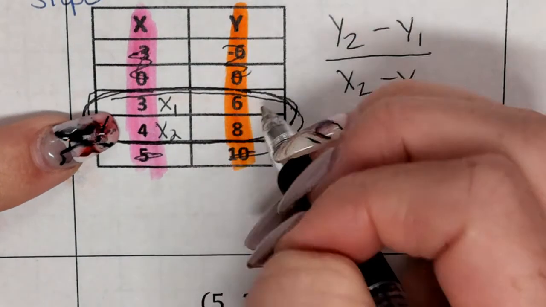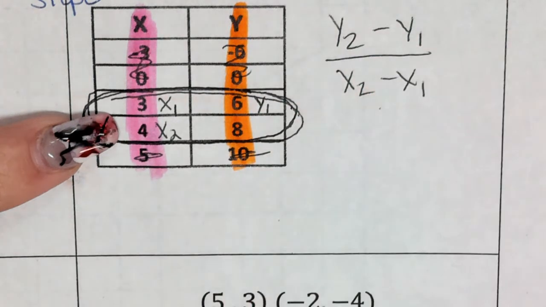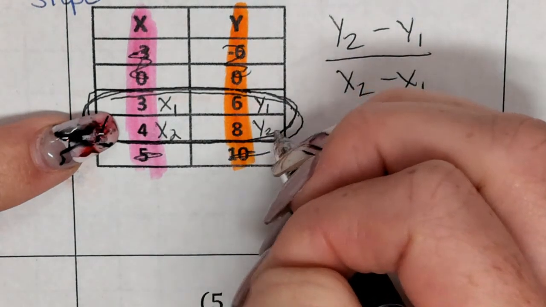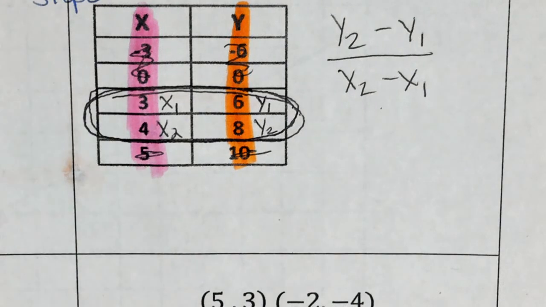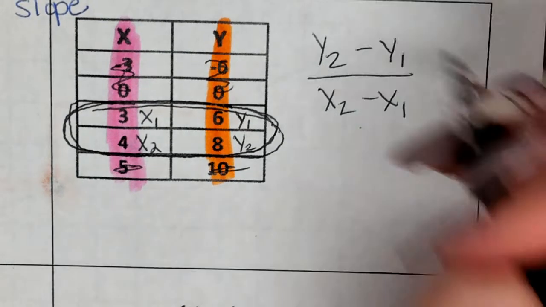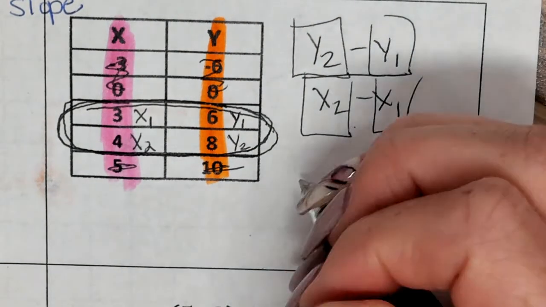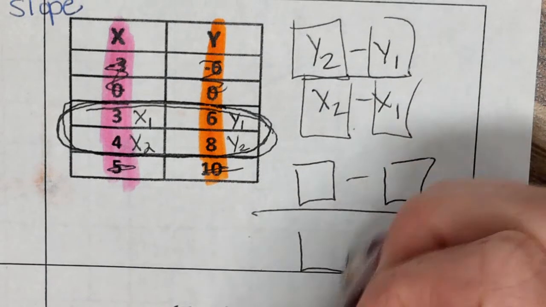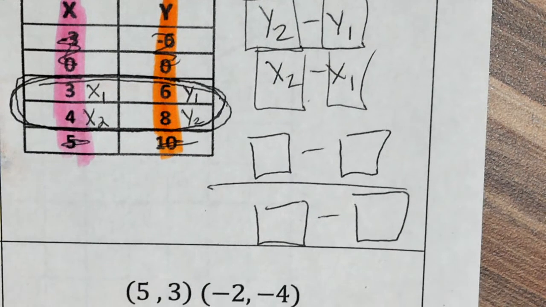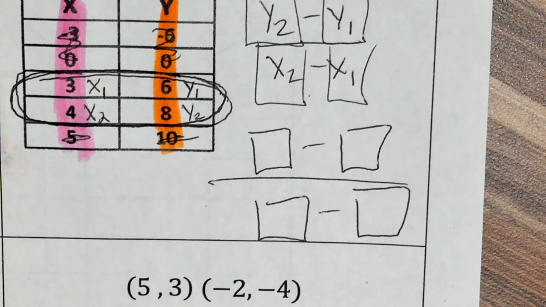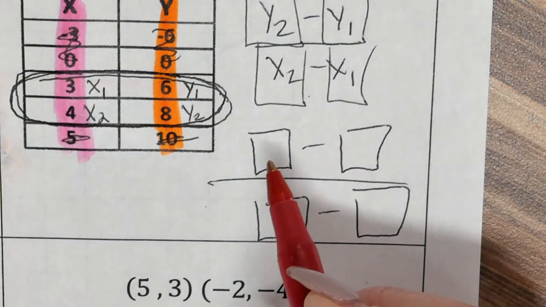This is the first y I want to use, so I call it y1. And this is the second y, so I call it y2. Now, all I have to do is put the numbers in the formula. And the way I taught y'all is to use boxes around these so that you know that's where you drop your number. So I have a box minus a box over a box minus a box. Okay, what's going to go in the top left box?